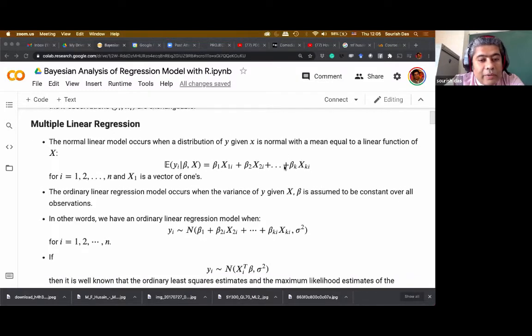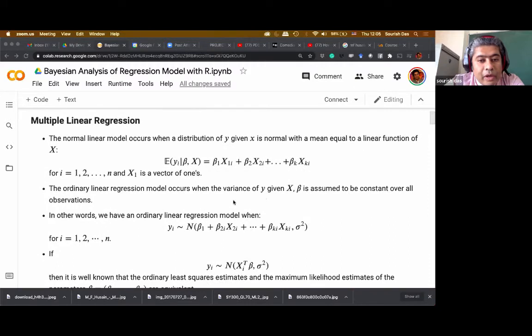On the other hand, you can write it as yi following a normal distribution with mean beta 1 plus beta 2 x2i plus ... plus beta k xki, with a constant variance sigma square. So this is the simple ordinary multiple linear regression model that we talk about.